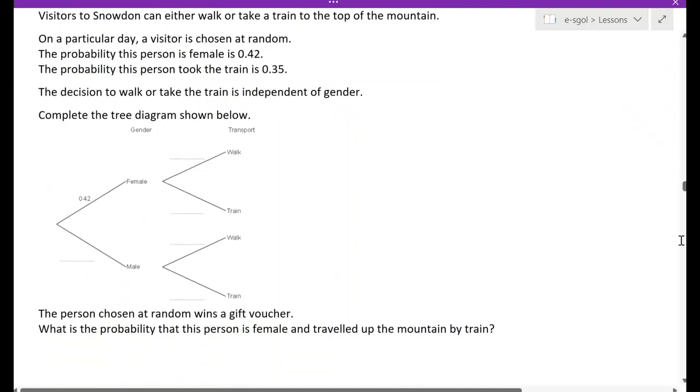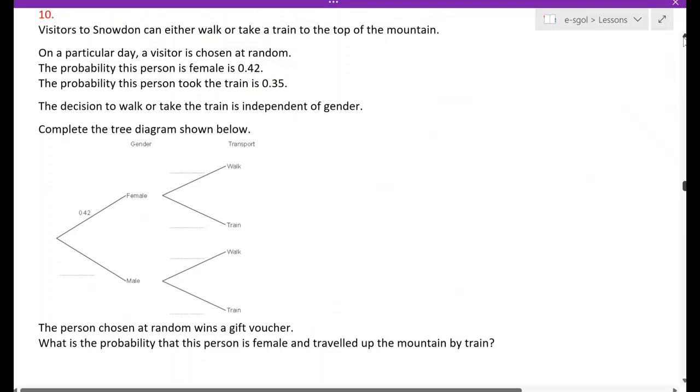Now we're going to have a little look at tree diagrams. So this is the first tree diagram, and it says, visitors to Snowdon can either walk or take a train to the top of the mountain. On a particular day, a visitor is chosen at random. The probability this person is female is 0.42. The probability this person took the train is 0.35. The decision to walk or take the train is independent of gender. This means the two things have no connection, so one doesn't affect the second thing at all. So complete the tree diagram shown below, and we've already been given a number here.